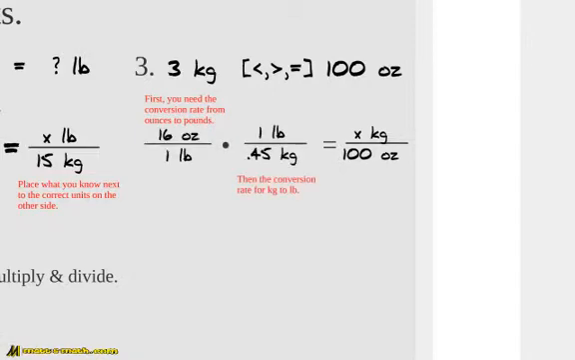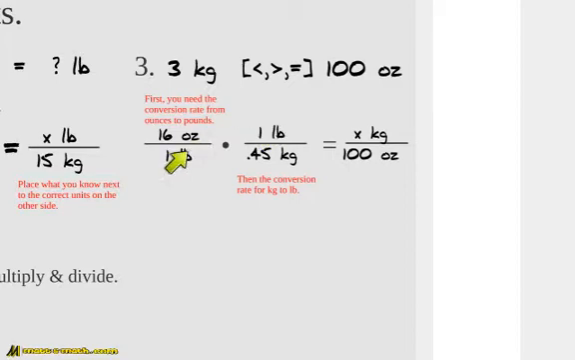Use the conversion rate then of 1 pound to 0.45 kilograms. So this now is our conversion rate. 16 over 1 pound over 0.45 kilograms. And that equals x kilograms over 100 ounces. So we're going to turn this into kilograms. We could have turned this into ounces if we wanted, but I think it's going to be a little bit easier to take the ounces and turn it into kilograms.